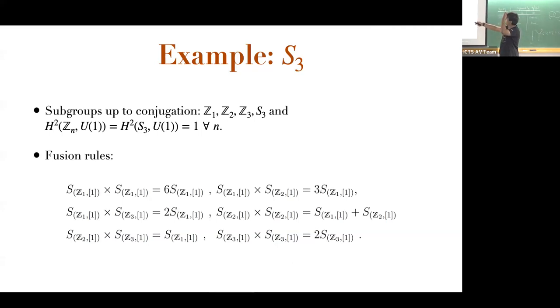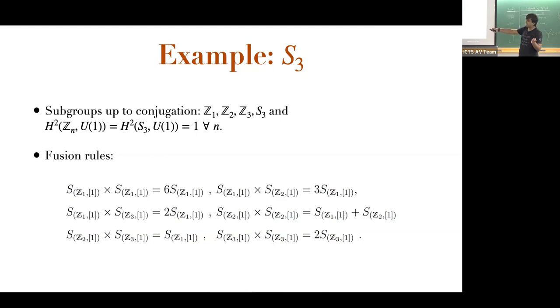But I'm just writing it like this because these surface operators only depend on conjugacy classes of subgroups. This is a subtlety that I didn't explain, but each subgroup doesn't define a distinct surface. Only conjugacy classes of subgroups define distinct surfaces. So here there are only 3 conjugacy classes of subgroups, in addition to S3 itself.